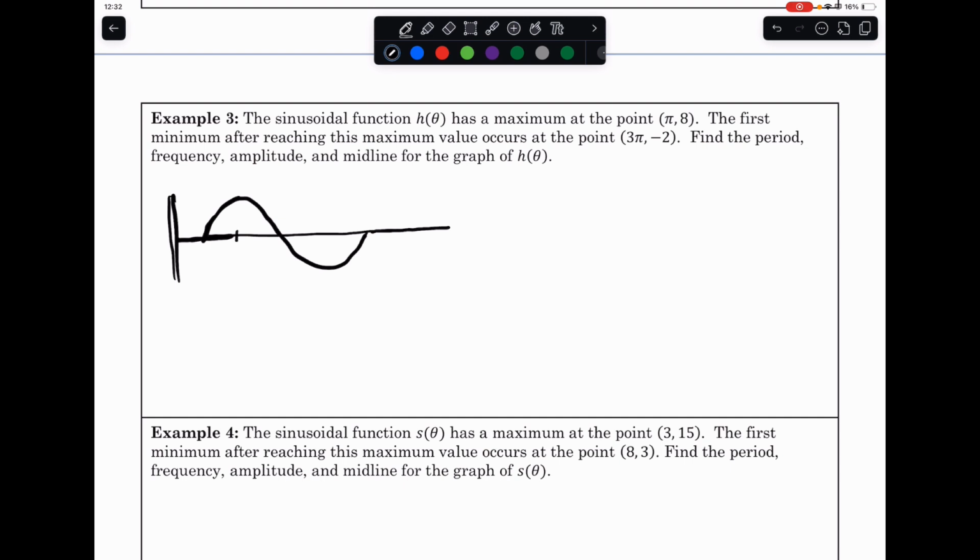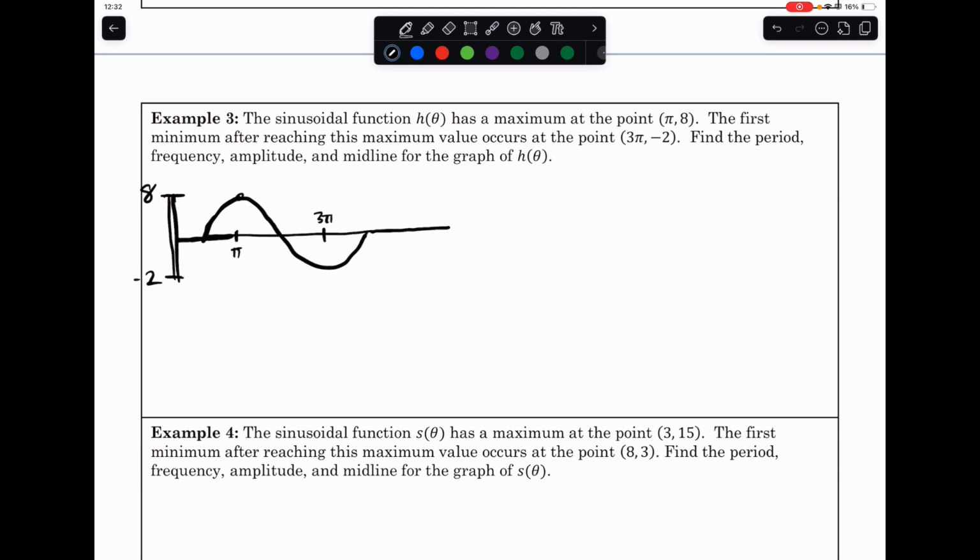So when x is equal to pi, the highest value is going to be 8. Now the minimum occurs at 3 pi. So when x is equal to 3 pi, this is going to have a minimum of -2. And we want to find again the exact same things as before.